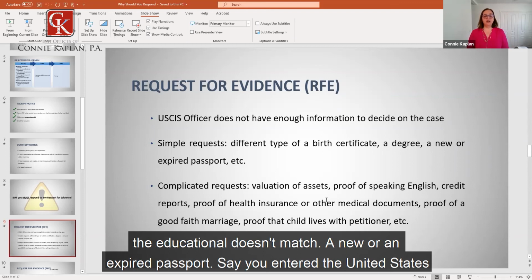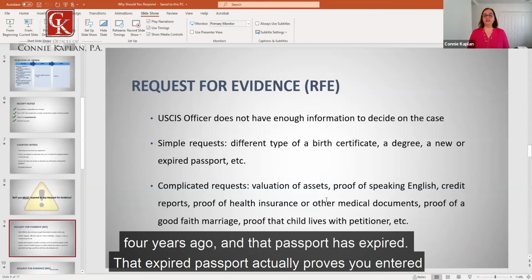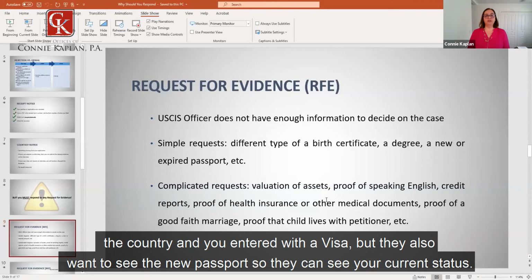A new or an unexpired passport. Say you entered the United States 4 years ago and that passport has expired. That expired passport actually proves you entered the country and you entered with a visa, but they also want to see the new passport so they can see your current status.